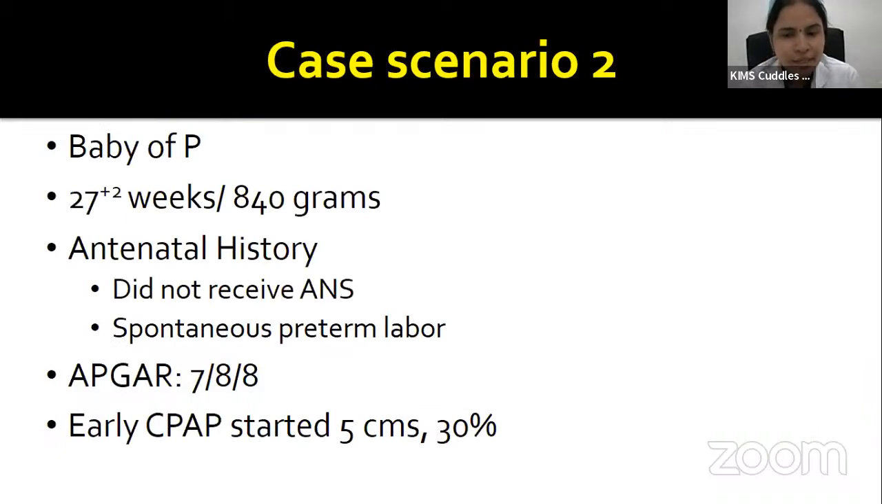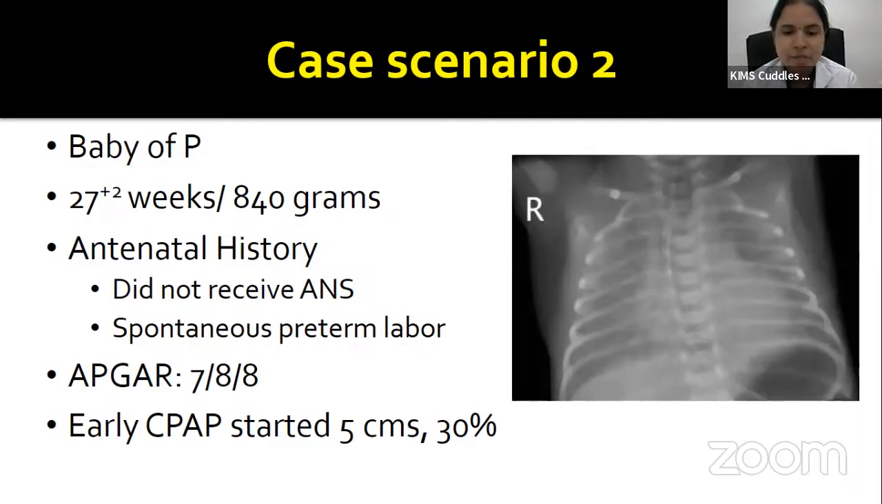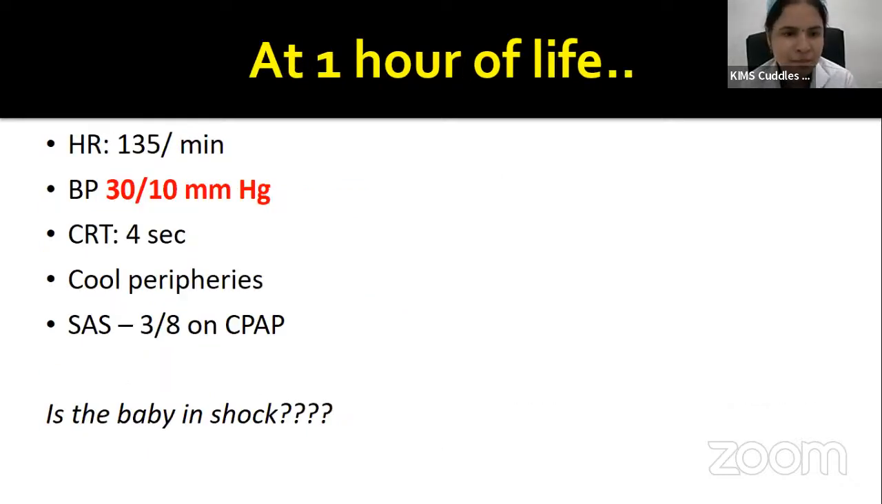So moving on to the second case scenario, baby of P. This baby is born preterm, 27 plus 2 weeks, with a birth weight of 840 grams. The antenatal history revealed that the mother did not receive antenatal steroids and she delivered by a spontaneous preterm labor. Apgar scores were 7, 8, and 8 at 1, 5, and 10 minutes of life. The baby had respiratory distress requiring early CPAP with PEEP of 5 centimeters and FiO2 of 30%. And this is the first X-ray, which shows bilateral white-out lung, suggestive of hyaline membrane disease.